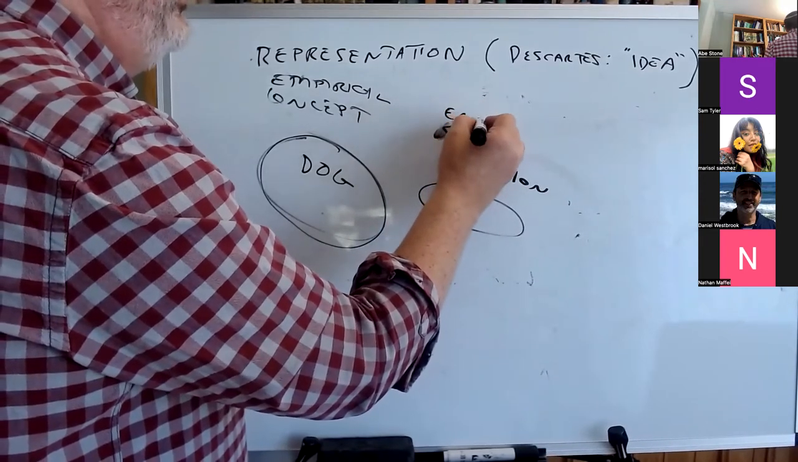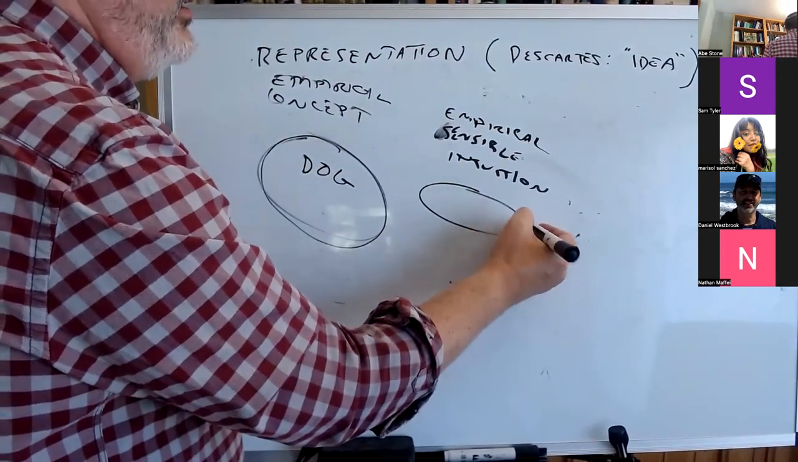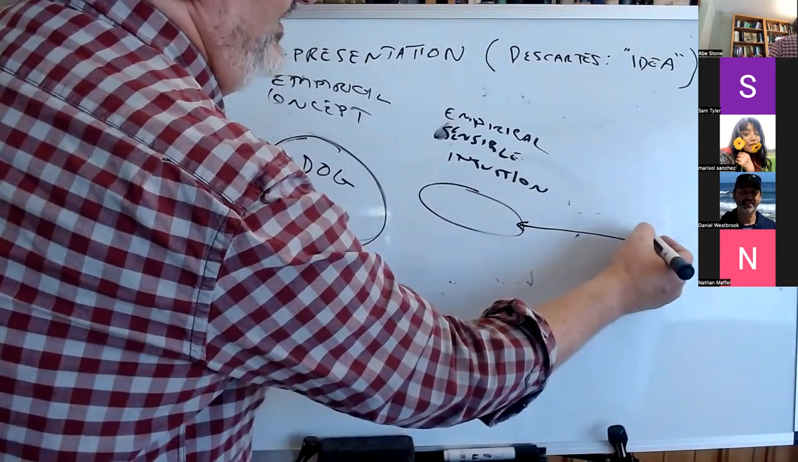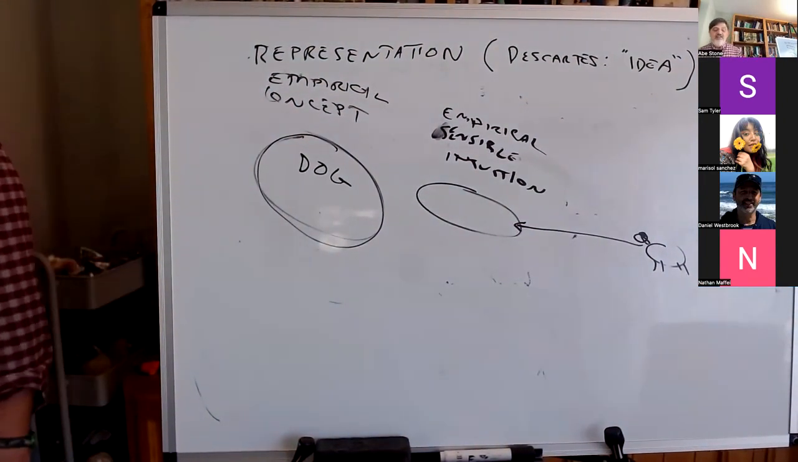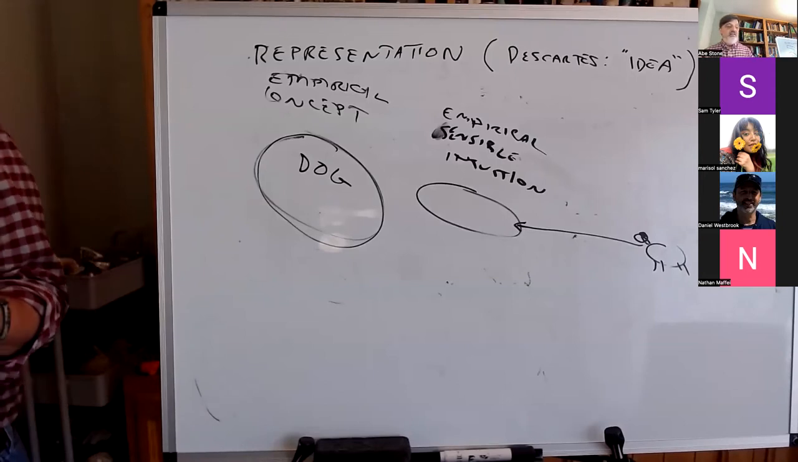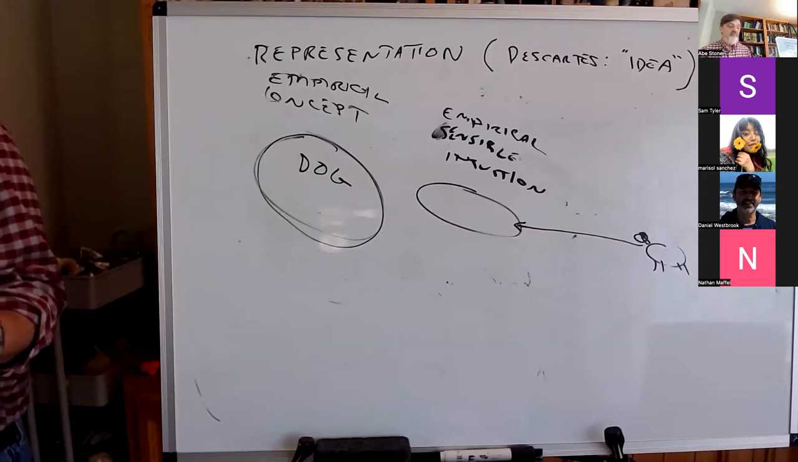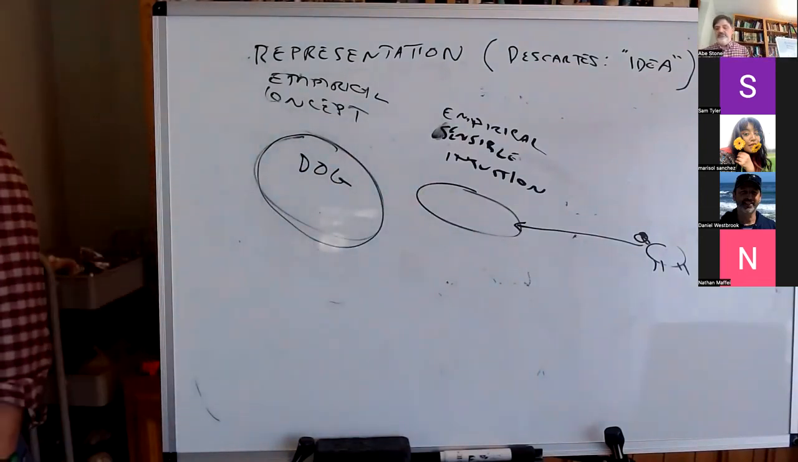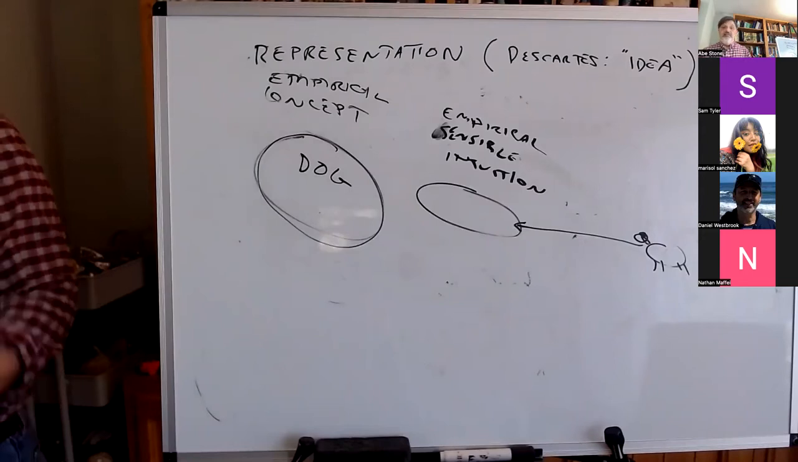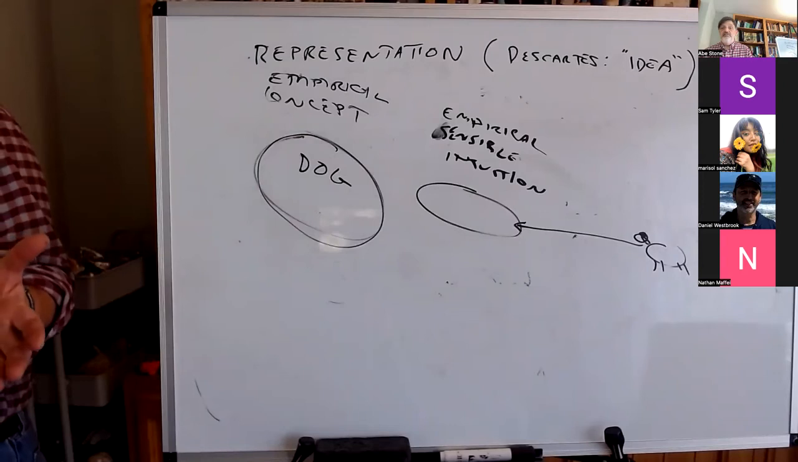Empirical sensible intuition. And that is something that comes from the dog. That is, the dog has to affect me in a certain way. If something affects me in the right way to count as a dog, I'm able to represent it using my concept dog. If nothing affects me one way or the other, then my concept dog is useless. Or as Kant says, empty.